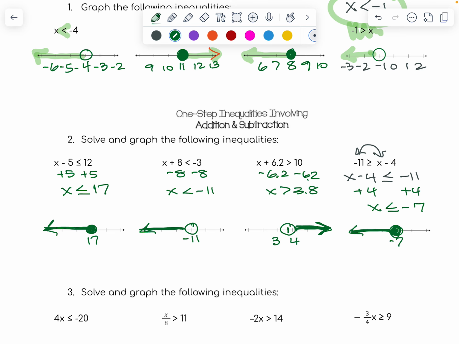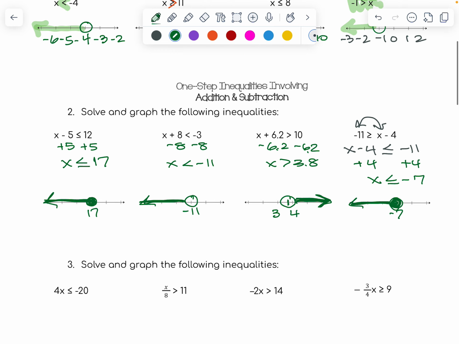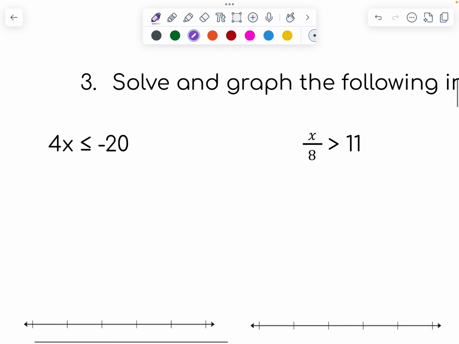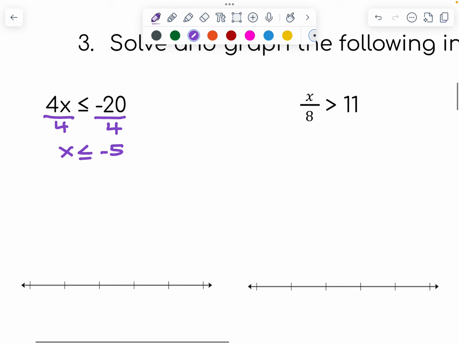How are we doing? All right, now we're going to start solving one-step equations. We got this. All right, the 4 and the X are multiplying, so we're going to divide. What you do to one side, you do to the other. There it is. Put it on here, -5, -6, -7, -4, -3. There it is.